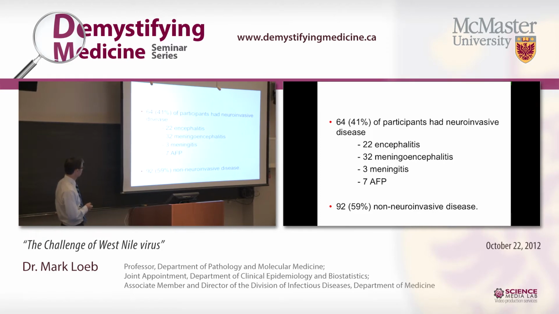So what we found in our cohort was there were 64 participants who had neuroinvasive disease. Okay, so 22 had encephalitis, 32 had meningoencephalitis, so they had sort of a combination. 3 we'd say pure meningitis, and 7 had acute flaccid paralysis. Okay, so there were too few people in this group to study. So most of what I'm alluding to now is people who are less severely ill. Although these patients are severely ill, these are the ones who are affected the most. So we followed these folks. Okay, and we also followed the folks with non-neuroinvasive disease, those that had that sort of flu-like illness.